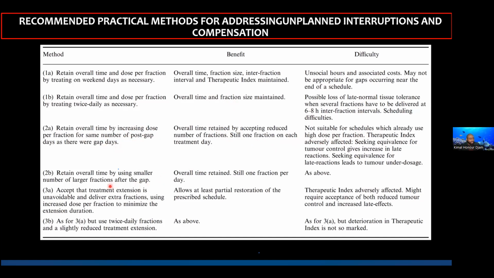Now, the next alternative, 2B, will be to retain the overall time by using a smaller number of larger fractions. In other words, you go the hypofractionation route. And the challenge is still, like I said before.